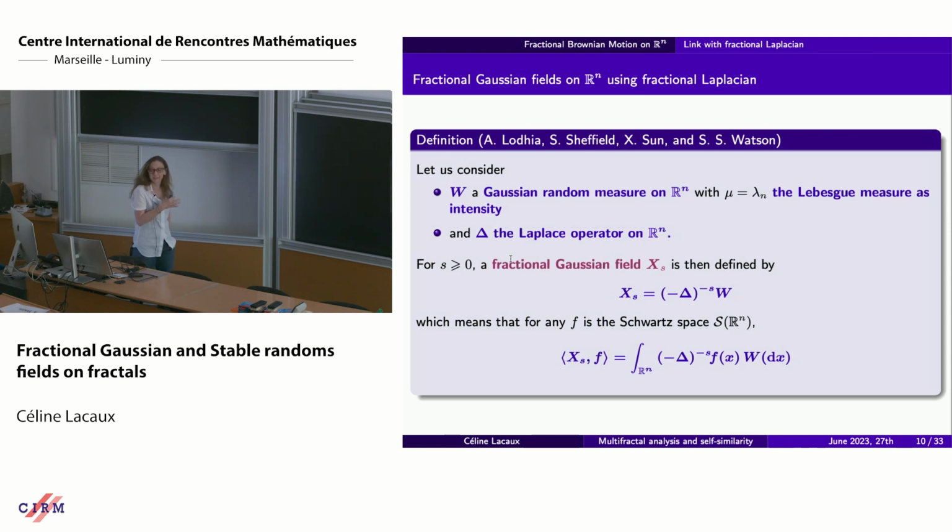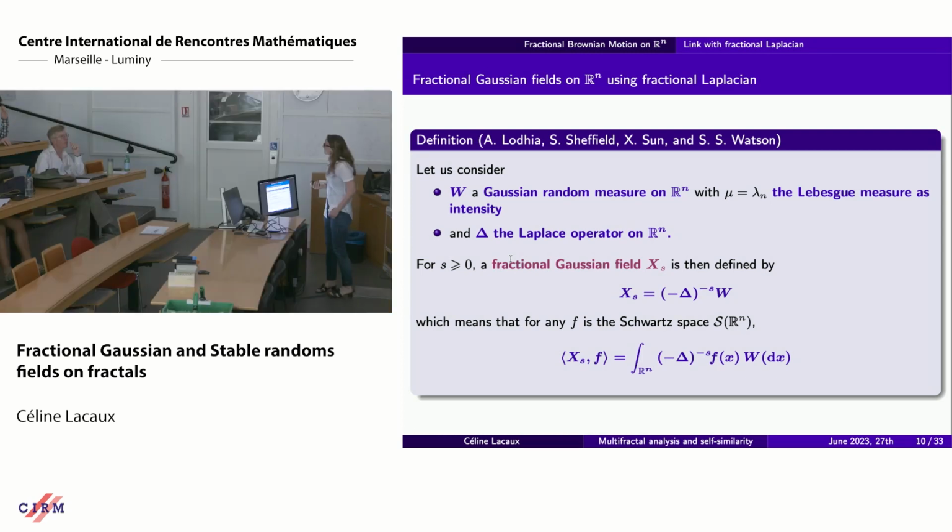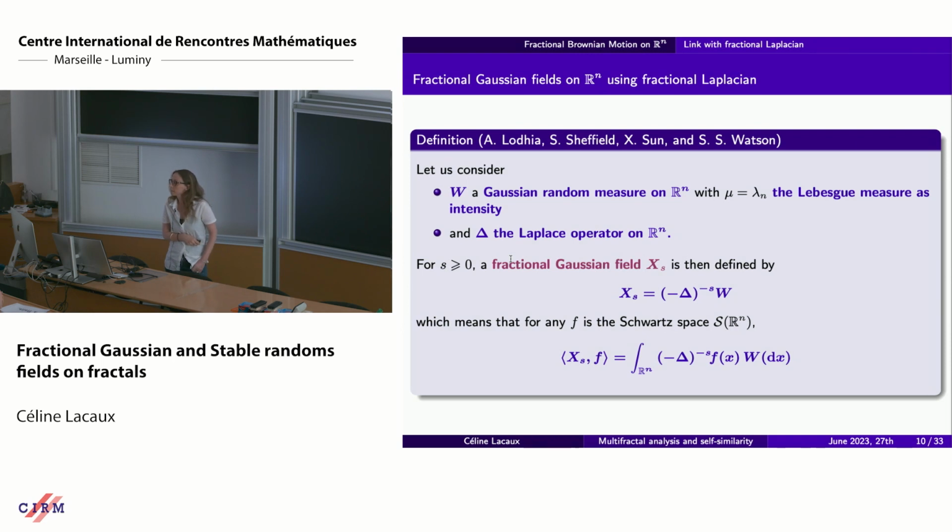Looking at that, what does that mean? In fact, you should understand this in terms of distributions. That means that X_s applied to a function f, where f is in the Schwartz space, is a stochastic integral: you apply the Laplace operator of order s to f, and then you integrate this function with respect to W. Okay?